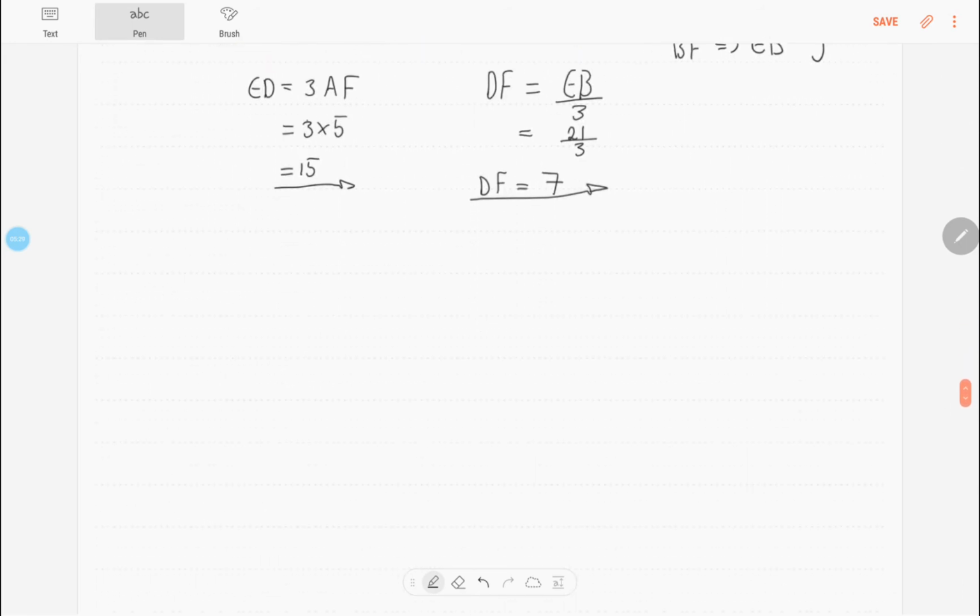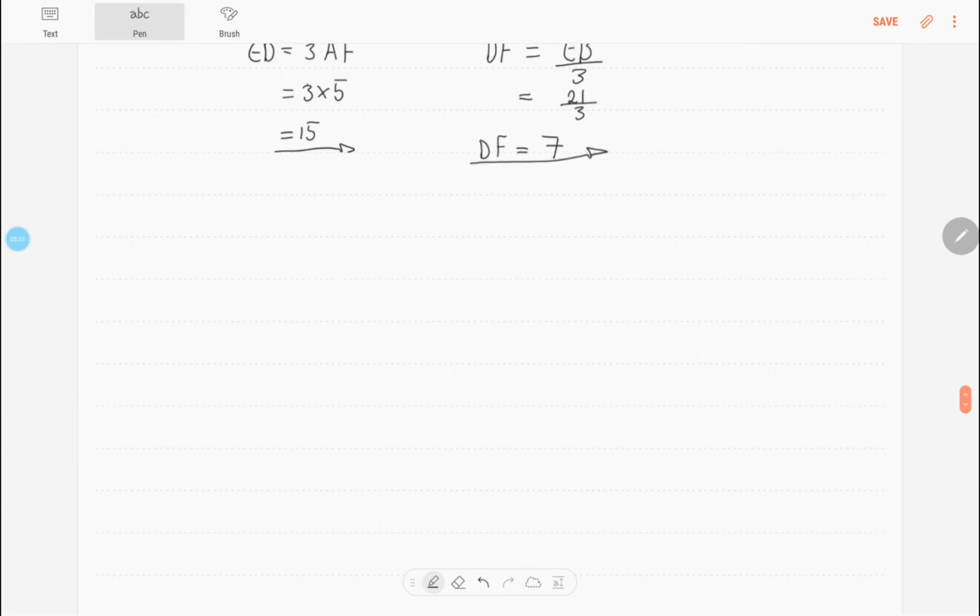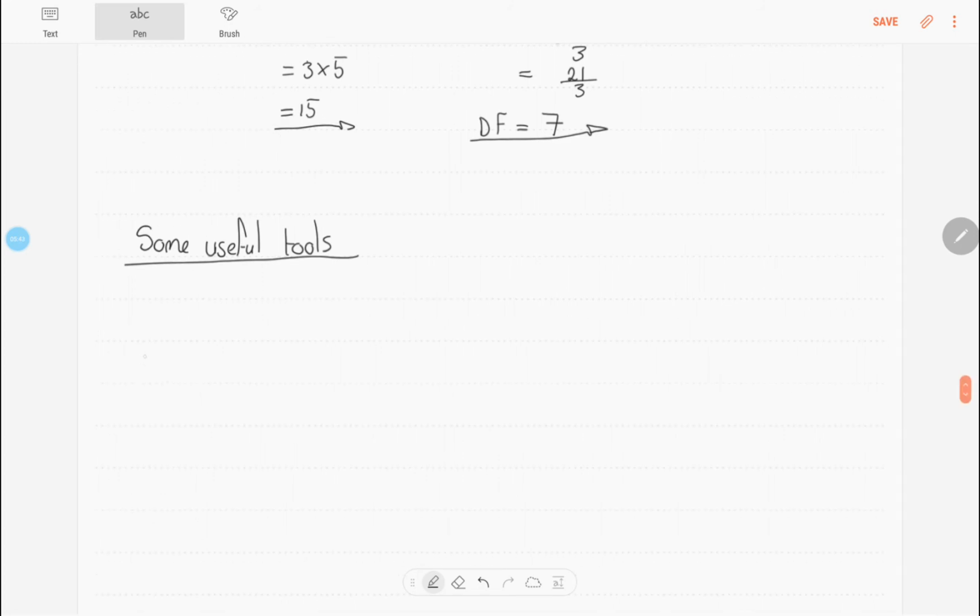I also want to show you some useful tools that come up quite often in doing similarity. Firstly, is interior angles of a triangle. Don't forget the rest of the stuff that you know about triangles.